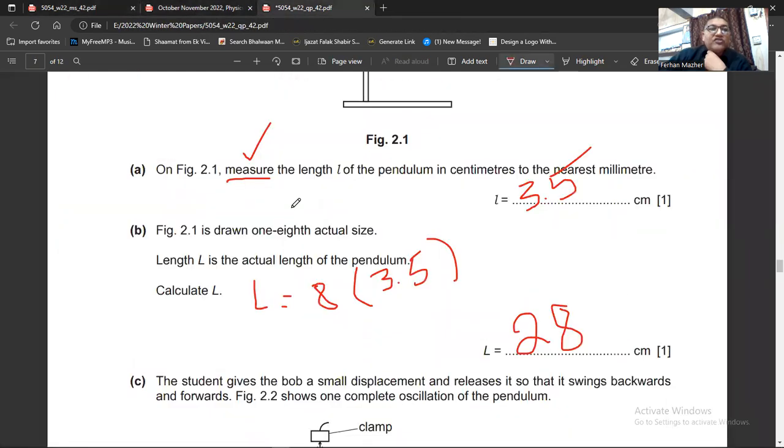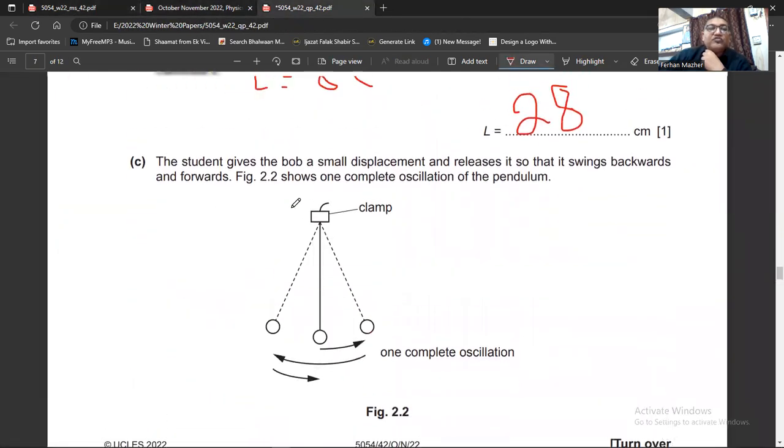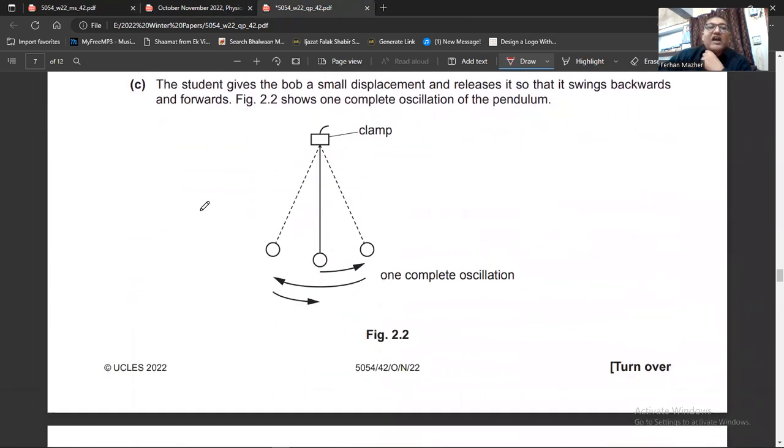Okay, so we are going to the next part. Question number 2, B part. It says, the student gives the bob a small displacement and releases it so that it swings backwards and forwards. Figure 2.1 shows one complete oscillation of the pendulum. So it goes like this. So one complete oscillation has been shown here.